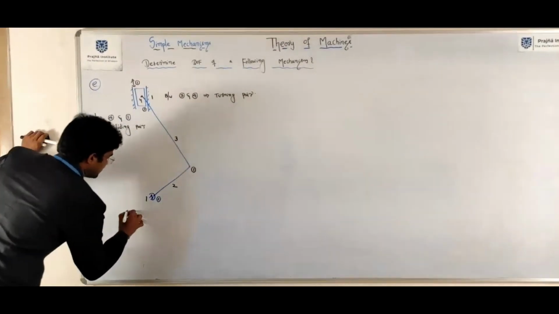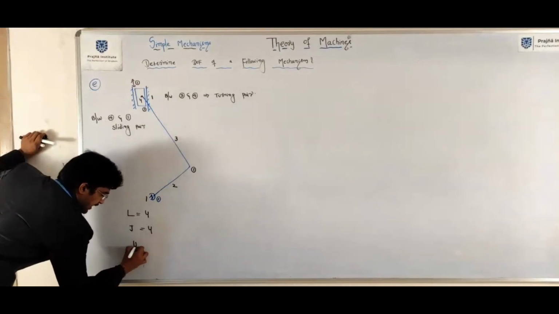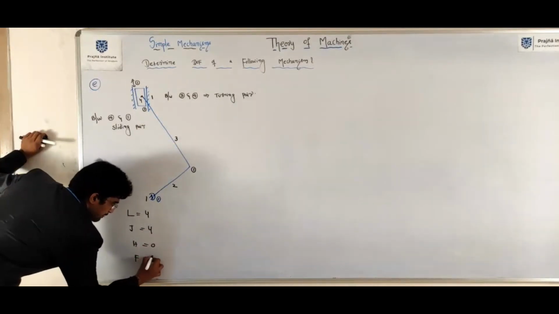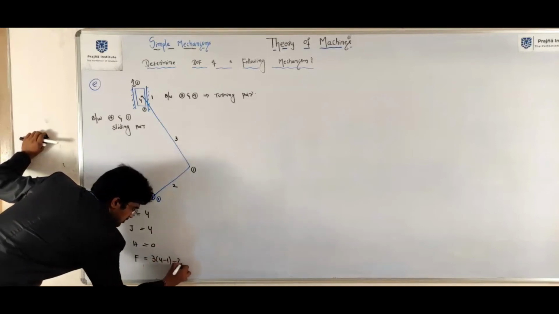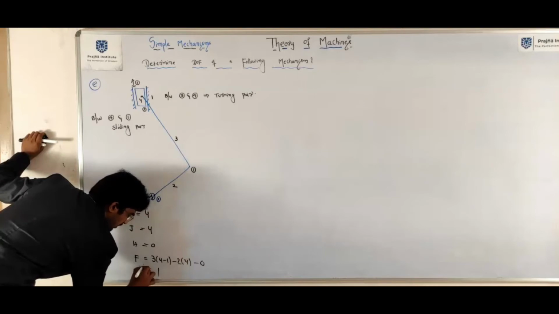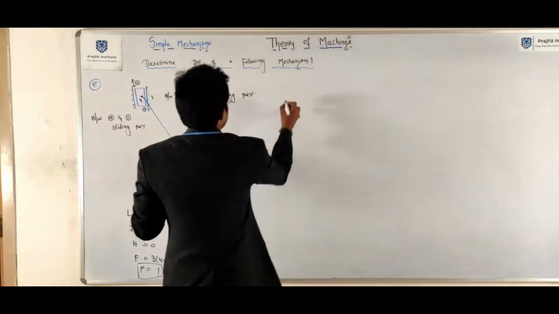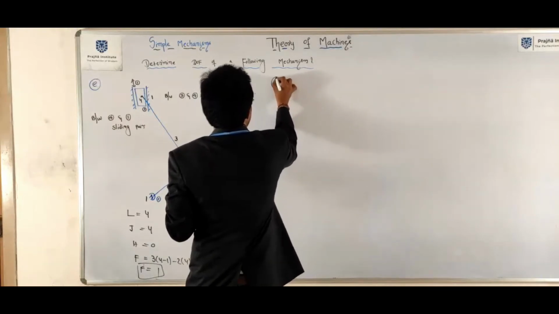Total number of links here, 4. Joints, 4. H, 0. F is equal to 3 into 4 minus 1, minus 2 into 4 minus 0. 9 minus 8, 1. F is equal to 1. Okay. Now, E, F.